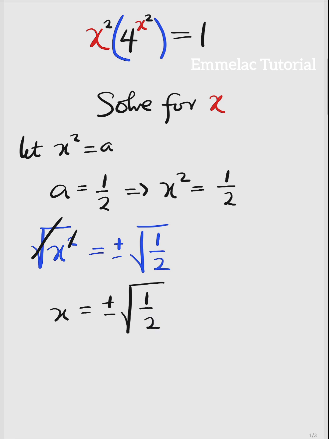So the two solutions that satisfy the equation are x equals the positive square root of 1 over 2, or negative the square root of 1 over 2.